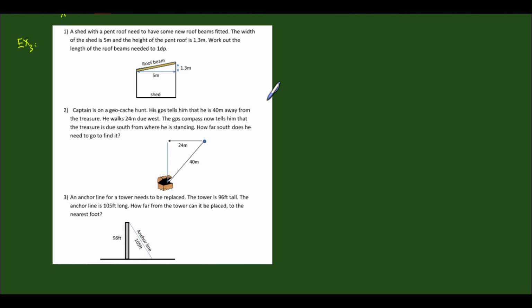Okay. Let's do the first one first. I think I'm going to use the blue here. Alright.